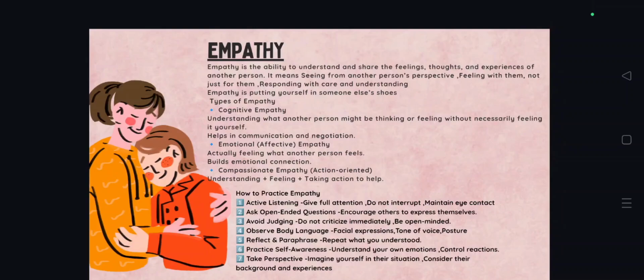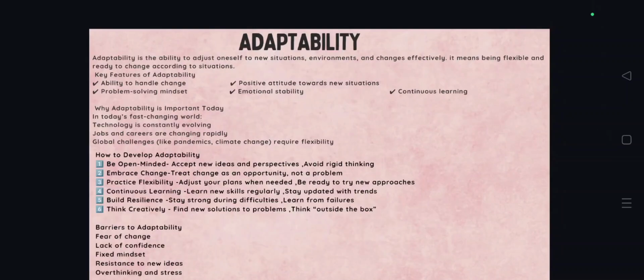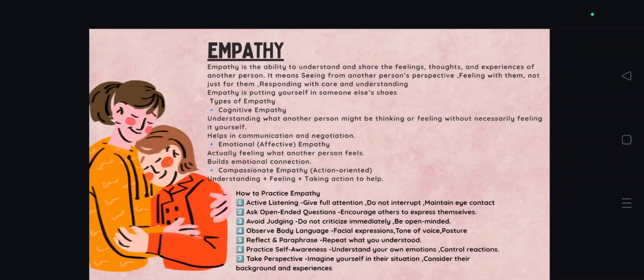Next is observing body language, reflecting and paraphrasing, practicing self-awareness, and taking perspective. So basically imagining yourself in their situation and considering their background and experiences helps us practice empathy.